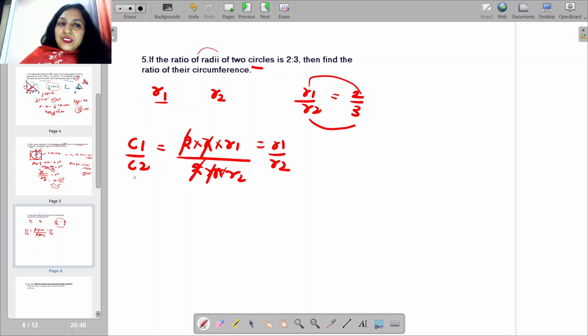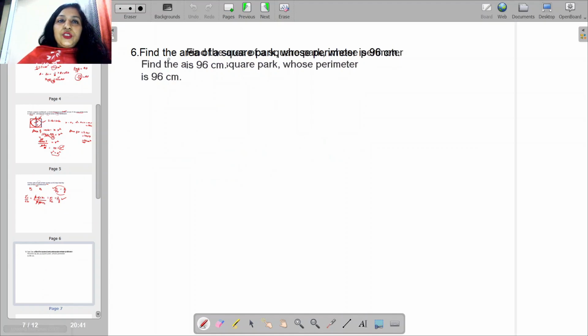The ratio of the circumference is equal to the ratio of the radii, which is already given as 2/3, and that's your answer. Easy enough. So we have to just use the given information. जो information निकालना है आपको, start from here, put the formula, cancel whichever can be cancelled, and the final answer is this one. All right, next question.